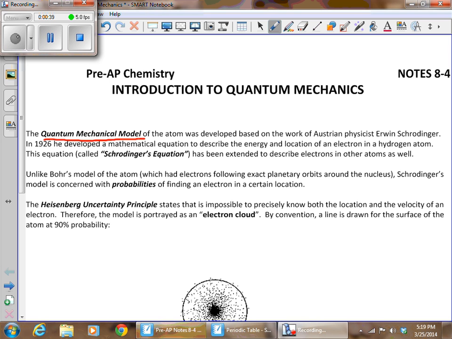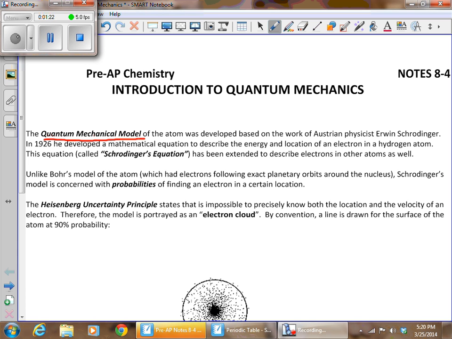This is a model that was developed by a man by the name of Erwin Schrödinger. He developed this mathematical equation that describes the location and energy of the electron in a hydrogen atom, and we use that information to describe other atoms as well. Schrödinger's equation is very calculus-based. We are not going to get that deeply into the study of quantum mechanics. We're going to just skirt along the surface of it, and we're going to really simplify a lot of it at this level. But it has lots of implications for, like I said, chemical bonding that we're going to cover in the future.